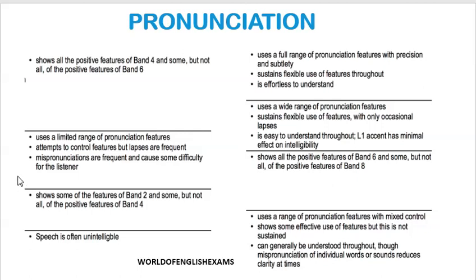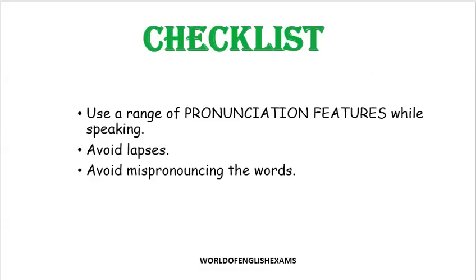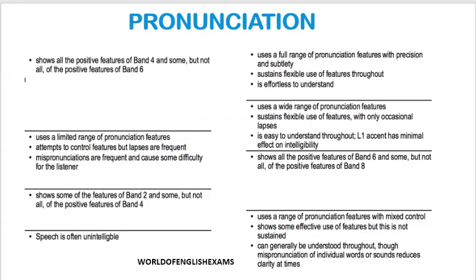Then band 4 says uses a limited range of pronunciation features. Guys, the first thing to note is that you have to understand what is meant by pronunciation feature. That's why in the first point of the checklist I gave this: use a range of pronunciation features while speaking. So what is a pronunciation feature? How many kinds of pronunciation features are there? So definitely I'm going to come up with that. My next series of videos are going to be about mind mapping, about pronunciation features, and such other important things which I think is very important for your speaking test.